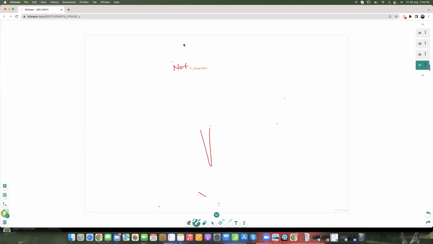Let me tell you how to do the set notation first of all. Are you able to see the screen there? Yes, I'm able to see your screen. Okay, so the first method we call the roster notation.